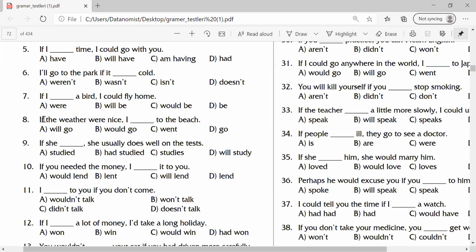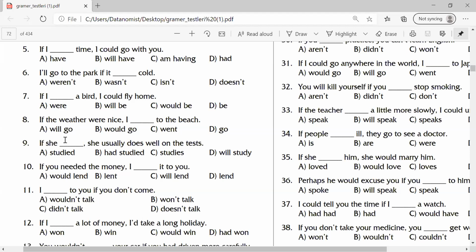Look at this. If the weather were nice, it means again hypothetical. Would go, yes, would go. Were, would plus V1 or could plus V1. Sometimes, as I told you guys, he will give you the blank in the condition part. Sometimes he will give you the blank in the primary. If you remember the combination, it's very easy.